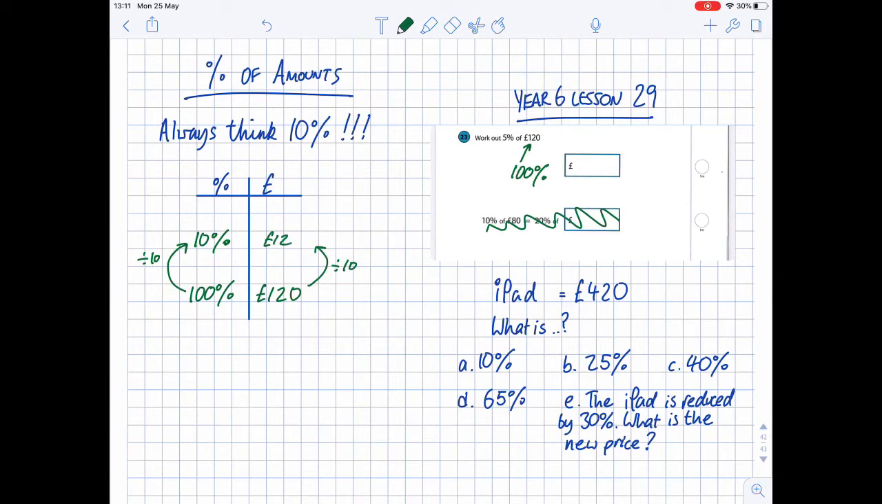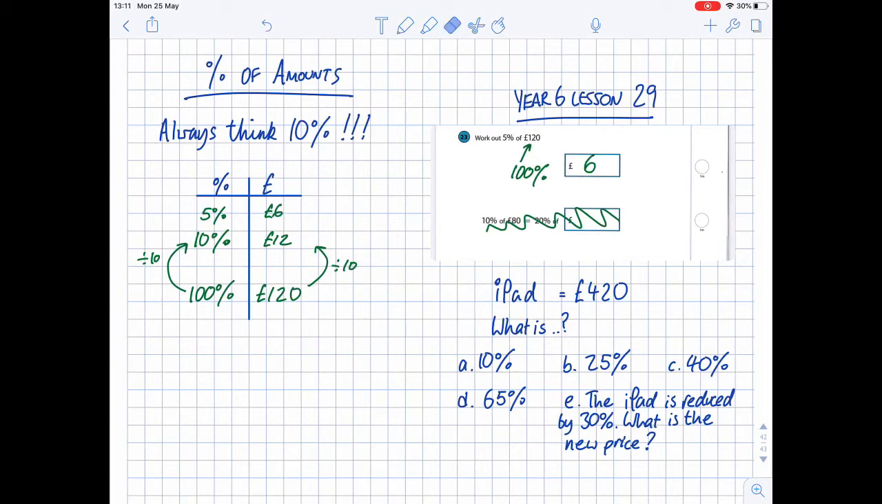But I'm asked to work out 5%, which would be here, wouldn't it? But you should think, how can I get from 10 to 5? It's quite easy, isn't it? I just halve it. So I must halve the other side as well. So 5% is £6. So you can see using my table helped, as did working out 10% first.